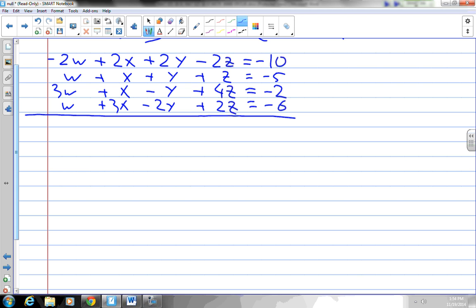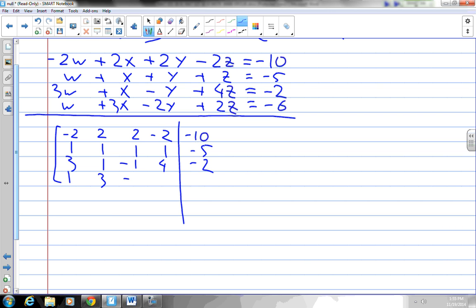it is negative 2, 2, 2, negative 2, negative 10, 1, 1, 1, 1, negative 5, 3, 1, negative 1, 4, negative 2, and then 1, 3, negative 2, 2, negative 6. Right away, you see how much easier it is to think of this as a matrix where you don't need to carry all the variables, right? Those are just the coefficients. I hope I copied them correctly.